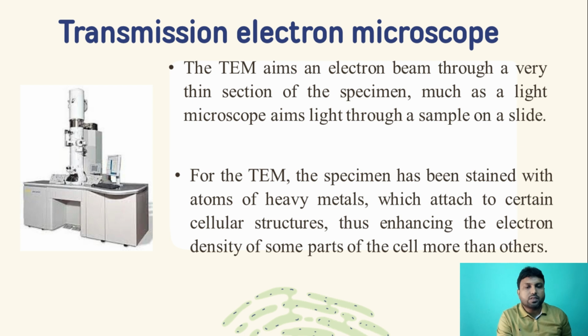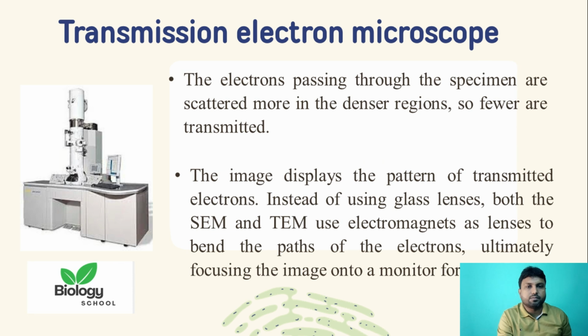For the transmission electron microscope, the specimen has been stained with atoms of heavy metals which attach to certain cellular structures, thus enhancing the electron density of some parts of the cell more than others. The electrons passing through the specimen are scattered more in the denser regions, so fewer are transmitted. The image displays the pattern of transmitted electrons.